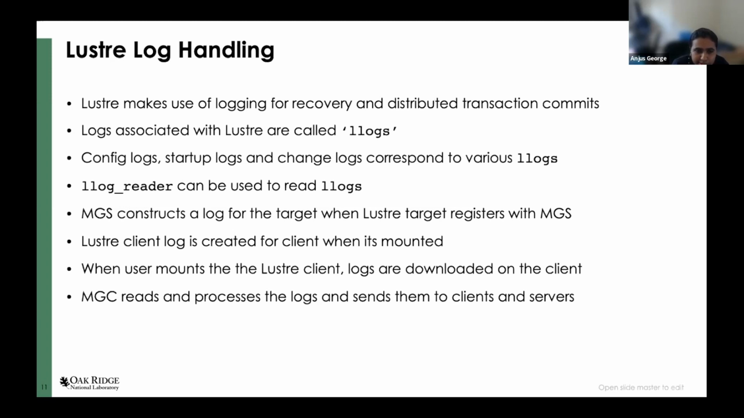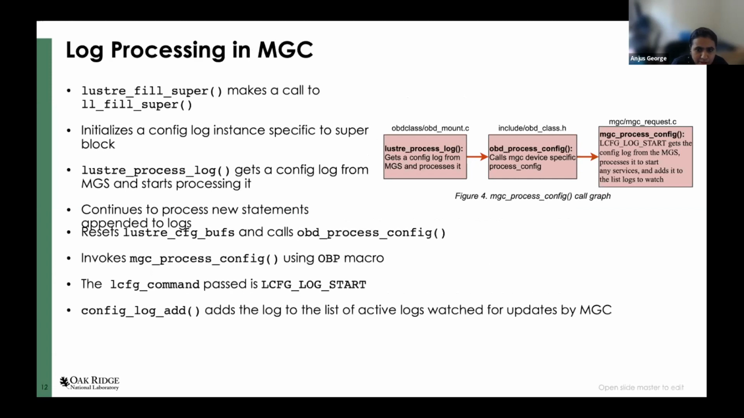So when a Lustre target registers with MGS, the MGS constructs a log for the target. Similarly, a Lustre client log is created for the Lustre client when it is mounted. When a user mounts the Lustre client, it triggers the download of the Lustre config logs on the client. The MGC subsystem is responsible for reading and processing the logs and sending them to Lustre clients and Lustre servers.